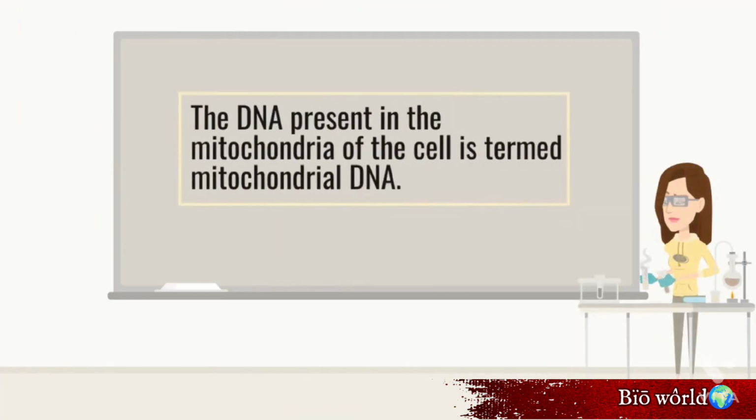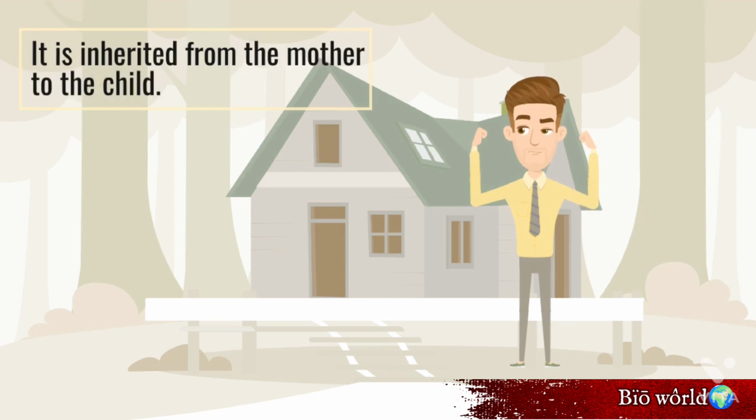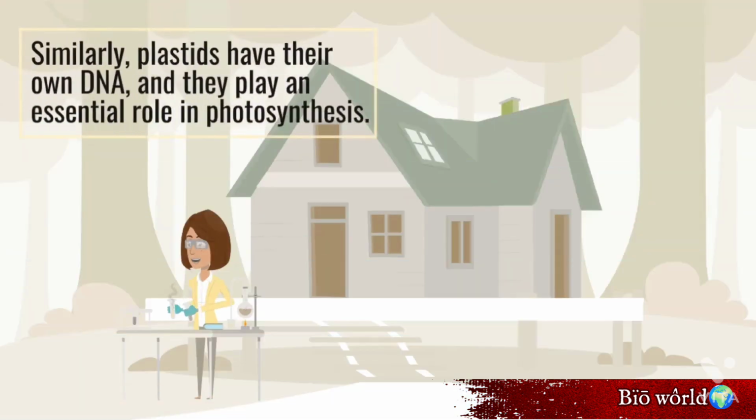The DNA present in the mitochondria of the cell is termed mitochondrial DNA. It is inherited from the mother to the child. In humans, there are approximately 16,000 base pairs of mitochondrial DNA. Similarly, plastids have their own DNA, and they play an essential role in photosynthesis.